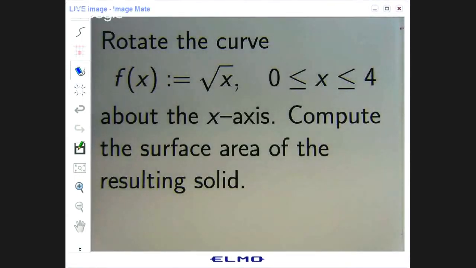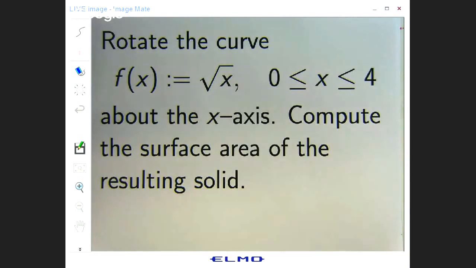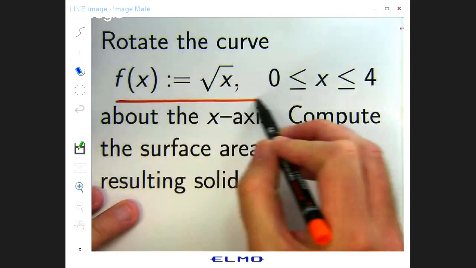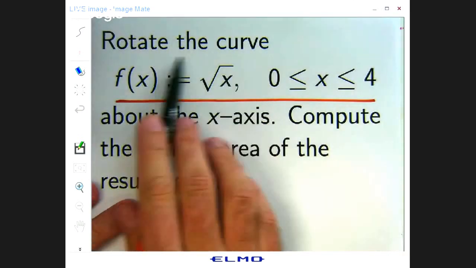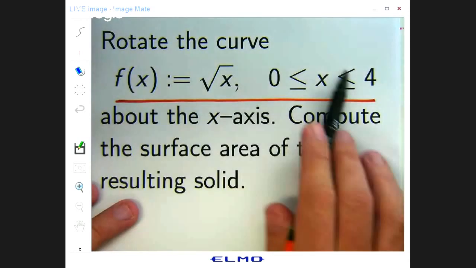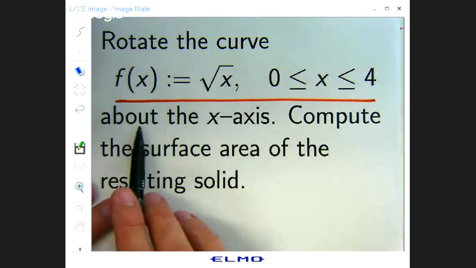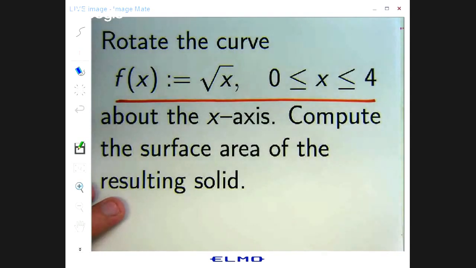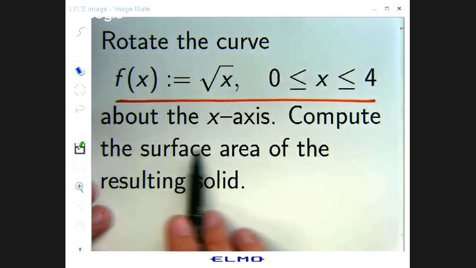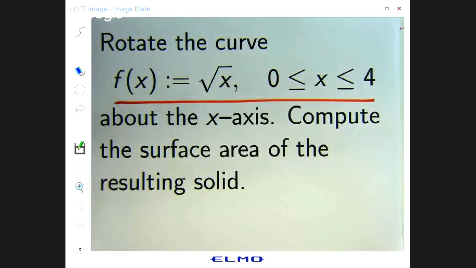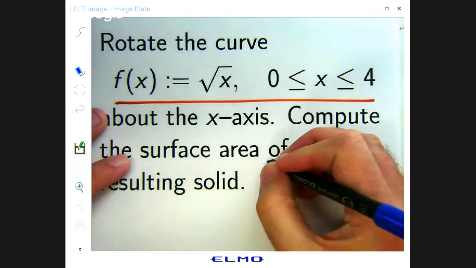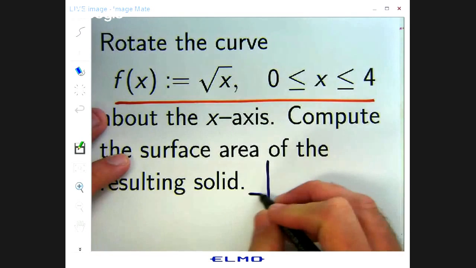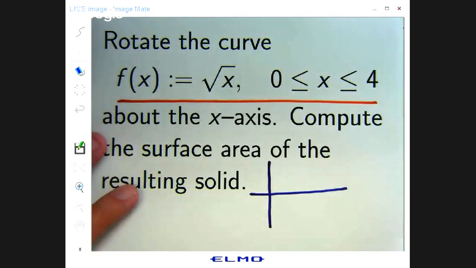Okay, here is the example. We've got a function, and the curve associated with that function on this interval is rotated about the x-axis. We're asked to compute the surface area of the resulting solid. So I'm going to quickly draw a very simple sketch here to give us some idea of what's going on.